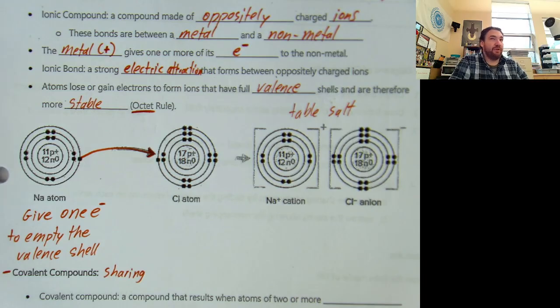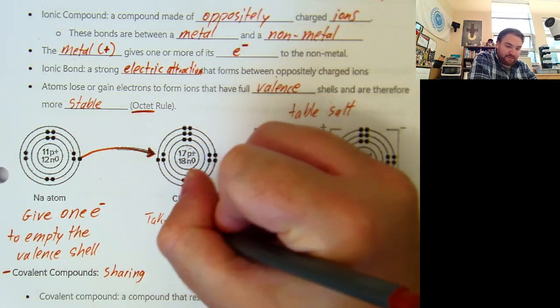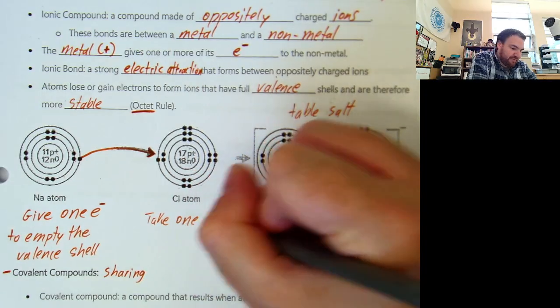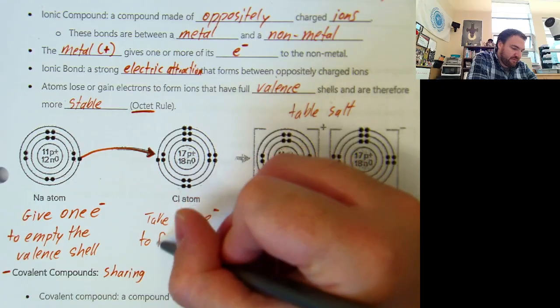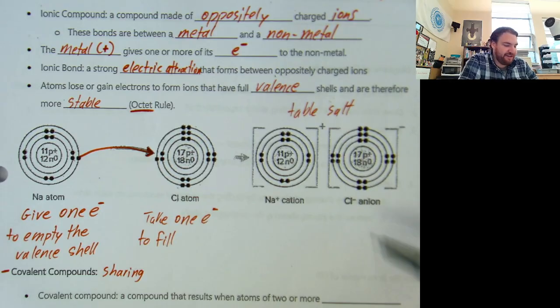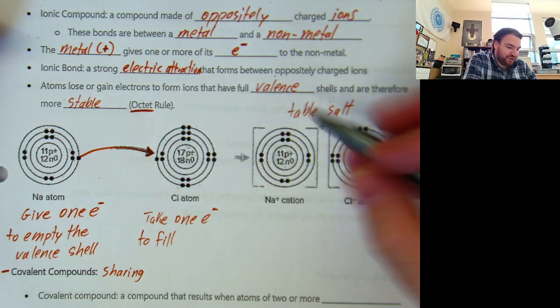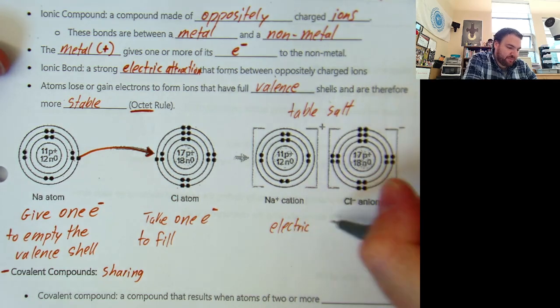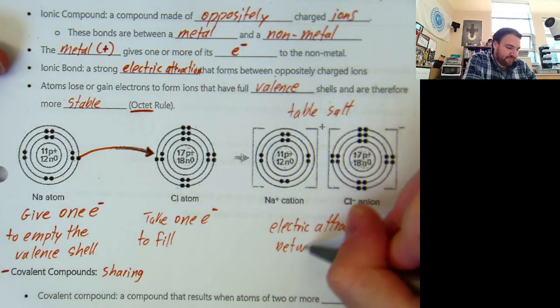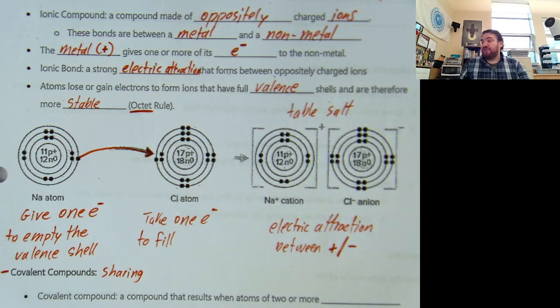It's weird, but that's how it goes. So sodium's going to give 1 electron. Chlorine is going to take 1 electron to fill. When you draw the ions, because the sodium gave it away, it's positive. Because the chlorine took, it's negative. So there's going to be the electric attraction between positive and negative, which you would have looked at in the physics section of grade 9. Opposite charges attract.